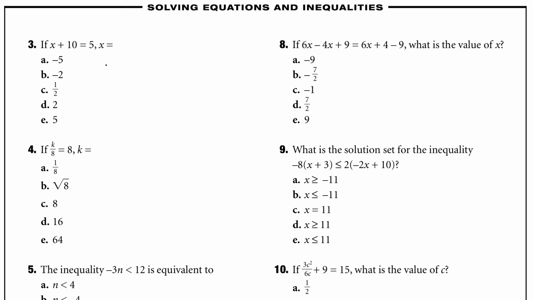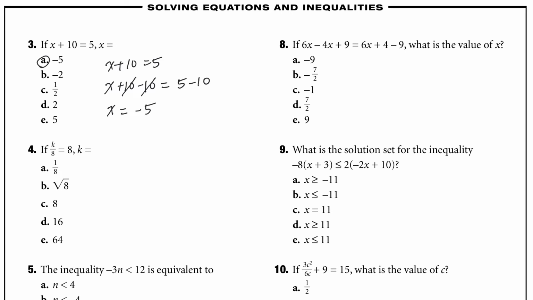If x plus 10 is equal to 5, I want to isolate x, which means I want to subtract 10 from both sides so that I can get rid of this 10, and x is by itself, so x is equal to negative 5.